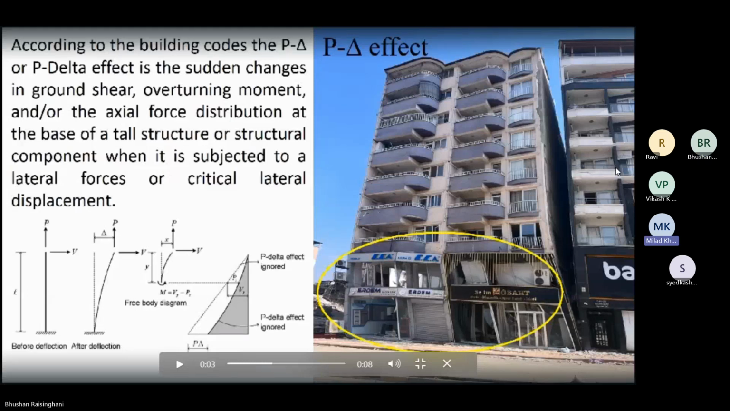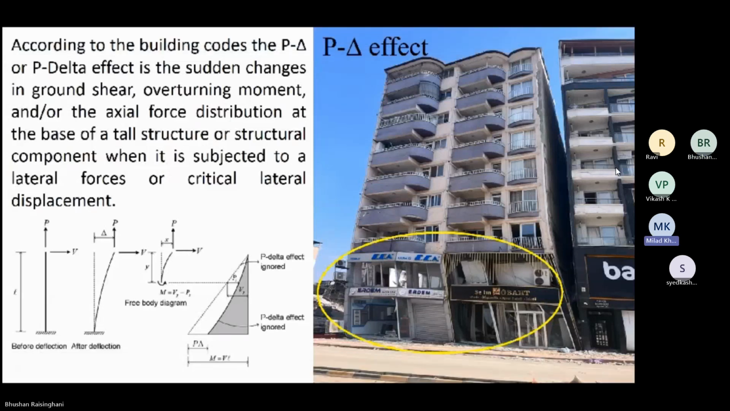Okay, this building, as I told you before, one of my friends told me it looks like someone pushed it from the top. There is a small gap, 1 point something meter. At the base, the building is still erect. However, it's tilted. This is the P delta effect and how we should resist it. The next one, please.